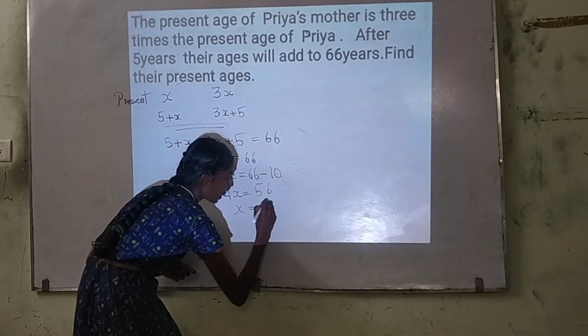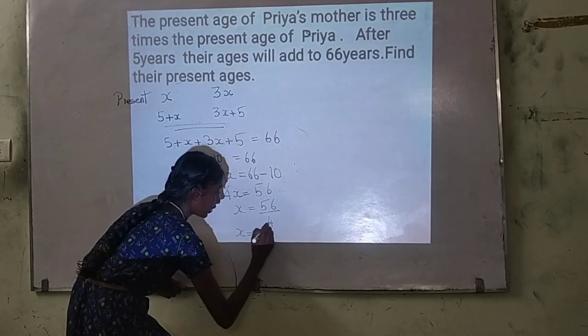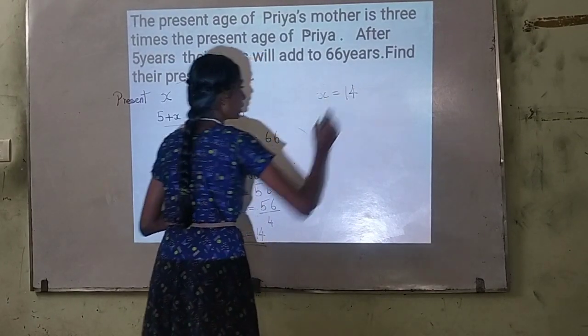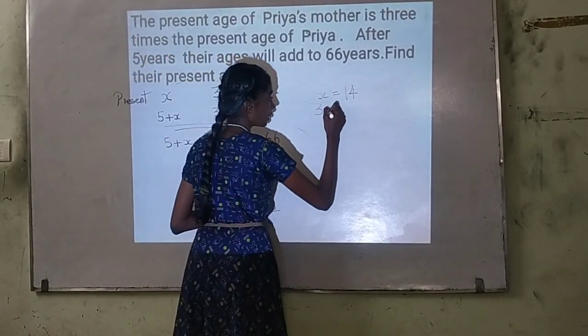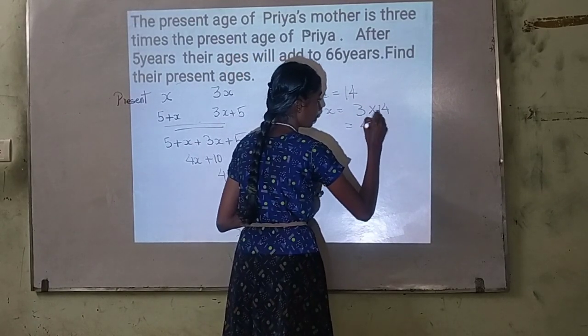value of x is equal to 56 by 4, x is equal to 14. So the present age of Priya is 14 and the present age of her mother is 3x. So 3 into 14 is equal to 42.